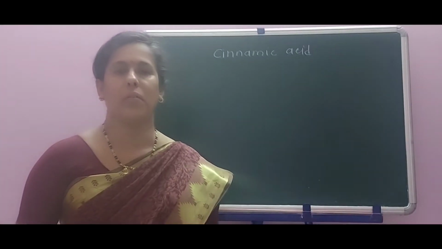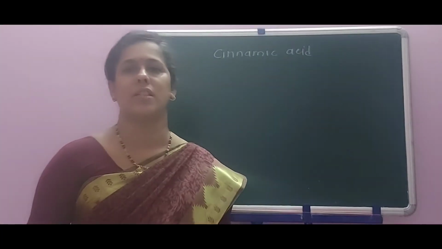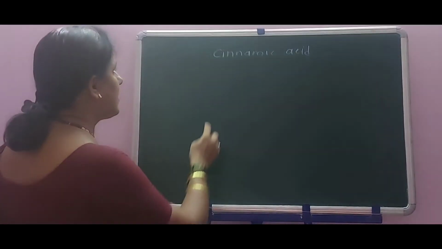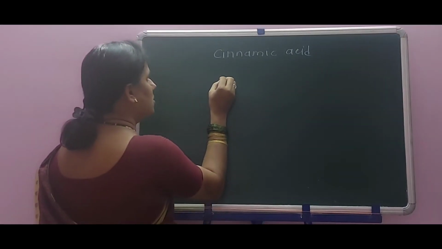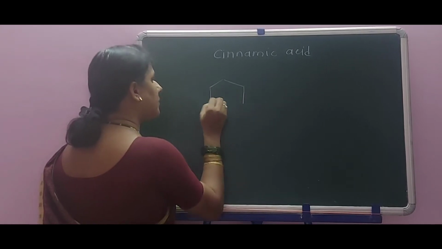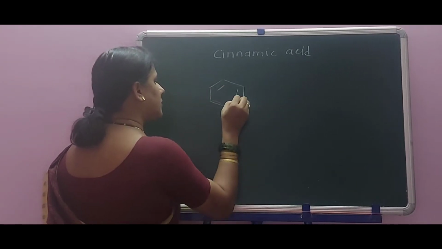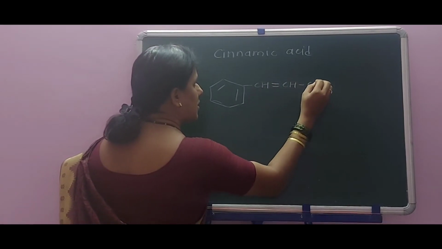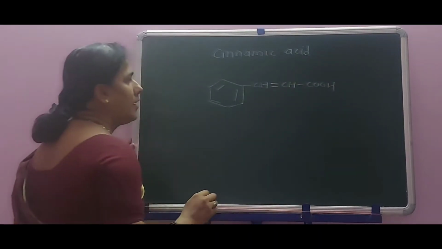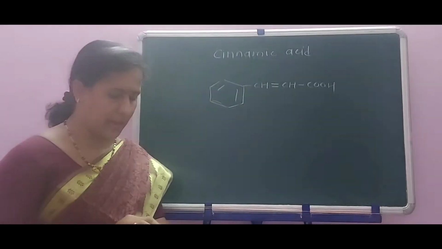Hello everyone, today we are going to discuss the next unsaturated acid called cinnamic acid. The structure of this acid is as follows. CH double bond CH COOH. This is the structure for cinnamic acid.